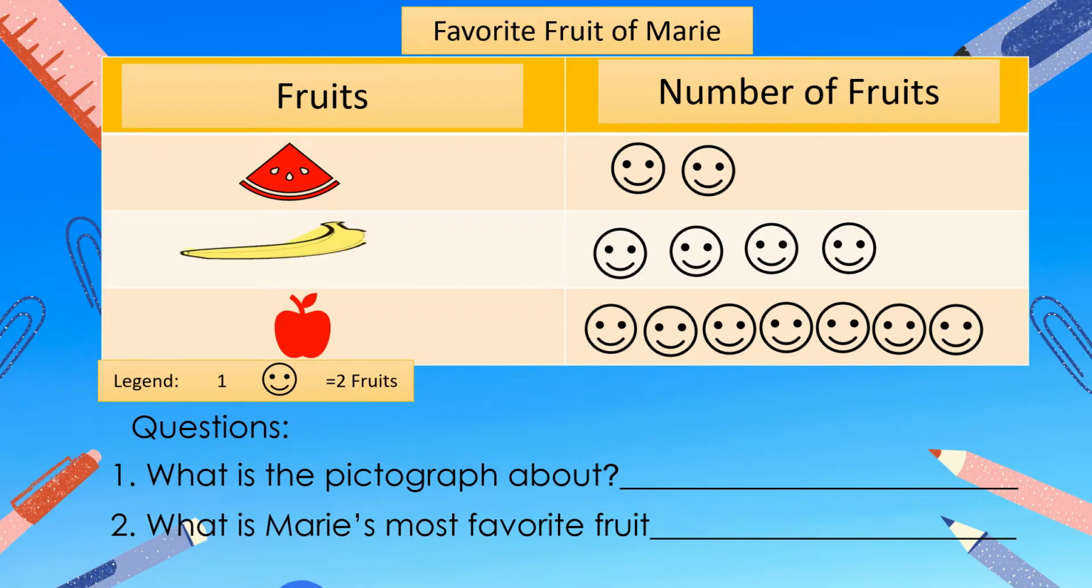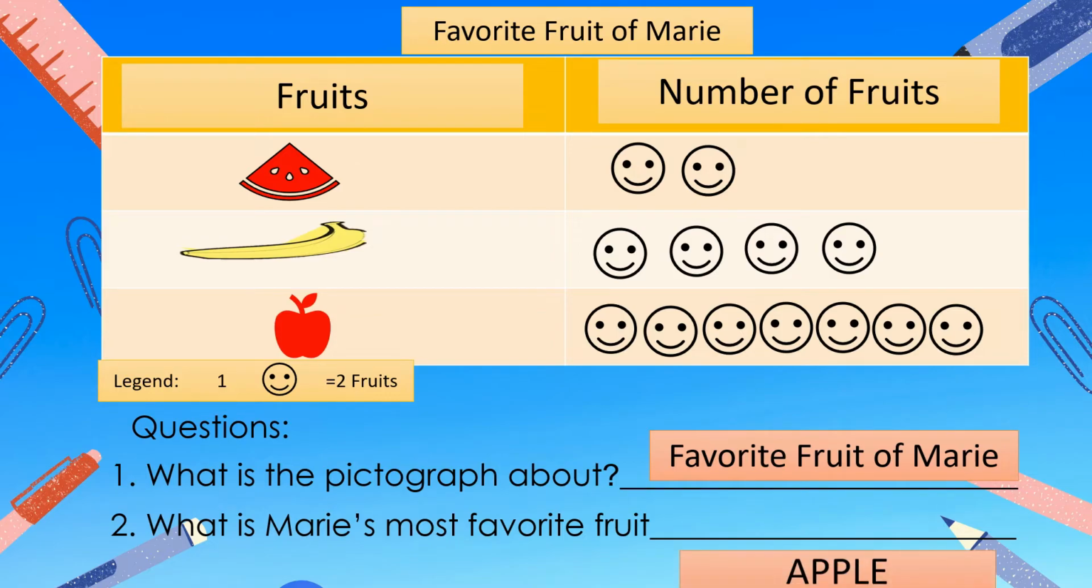Let us now try to answer the following questions about the pictograph that you see. First, what is the pictograph all about? The answer is the favorite fruit of Marie. How about the second question? What is Marie's most favorite fruit? So which fruit has the most number of smileys? So the answer is apple. So Marie's favorite fruit is apple.